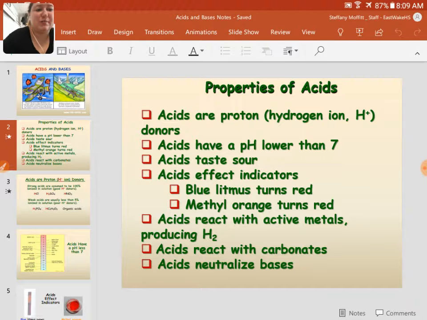They turn blue litmus paper red, and methyl orange will turn red when it is in contact with an acid. Acids react with active metals to produce H2. They react with carbonates, and they neutralize bases.